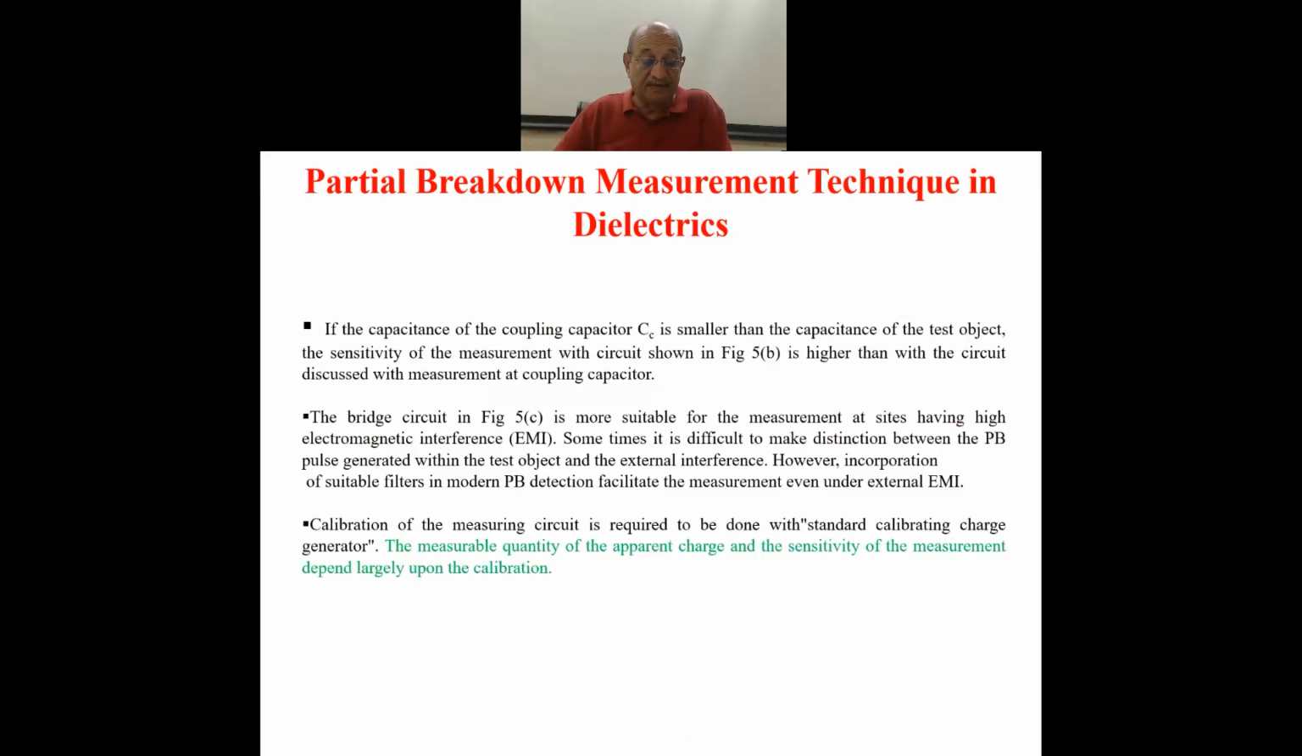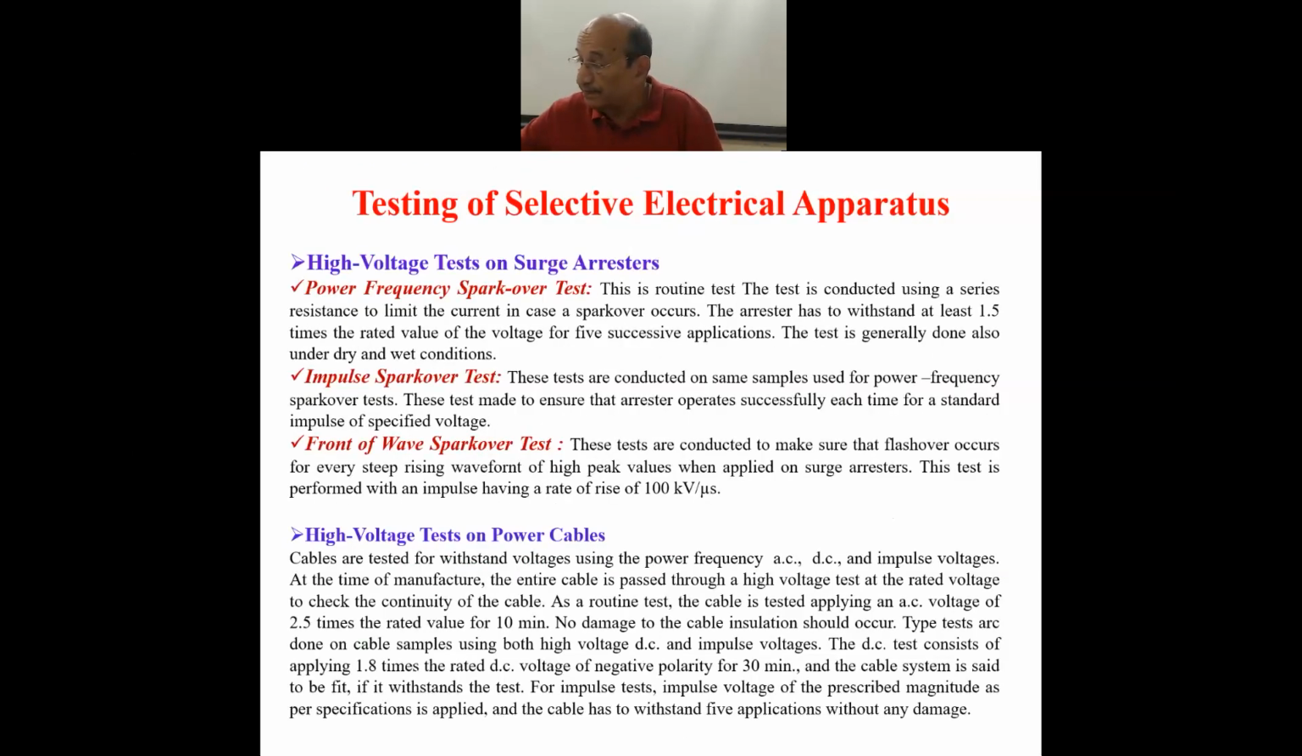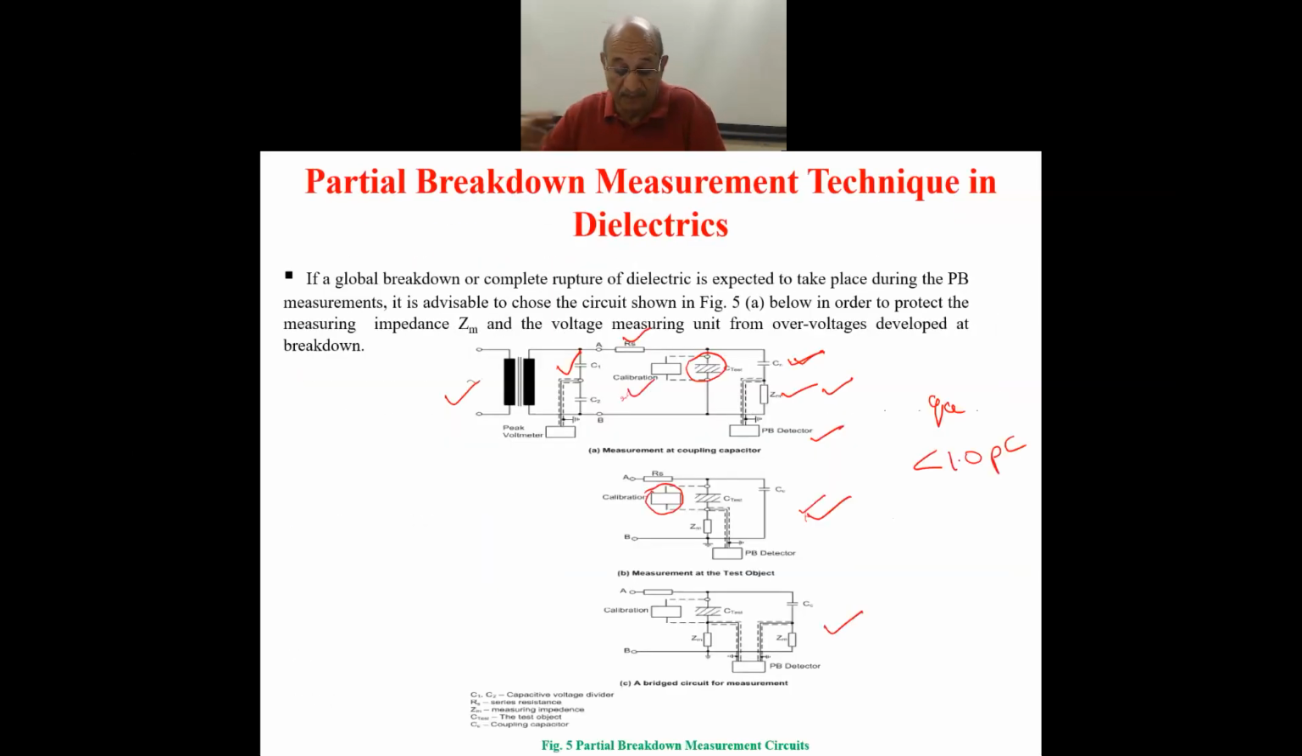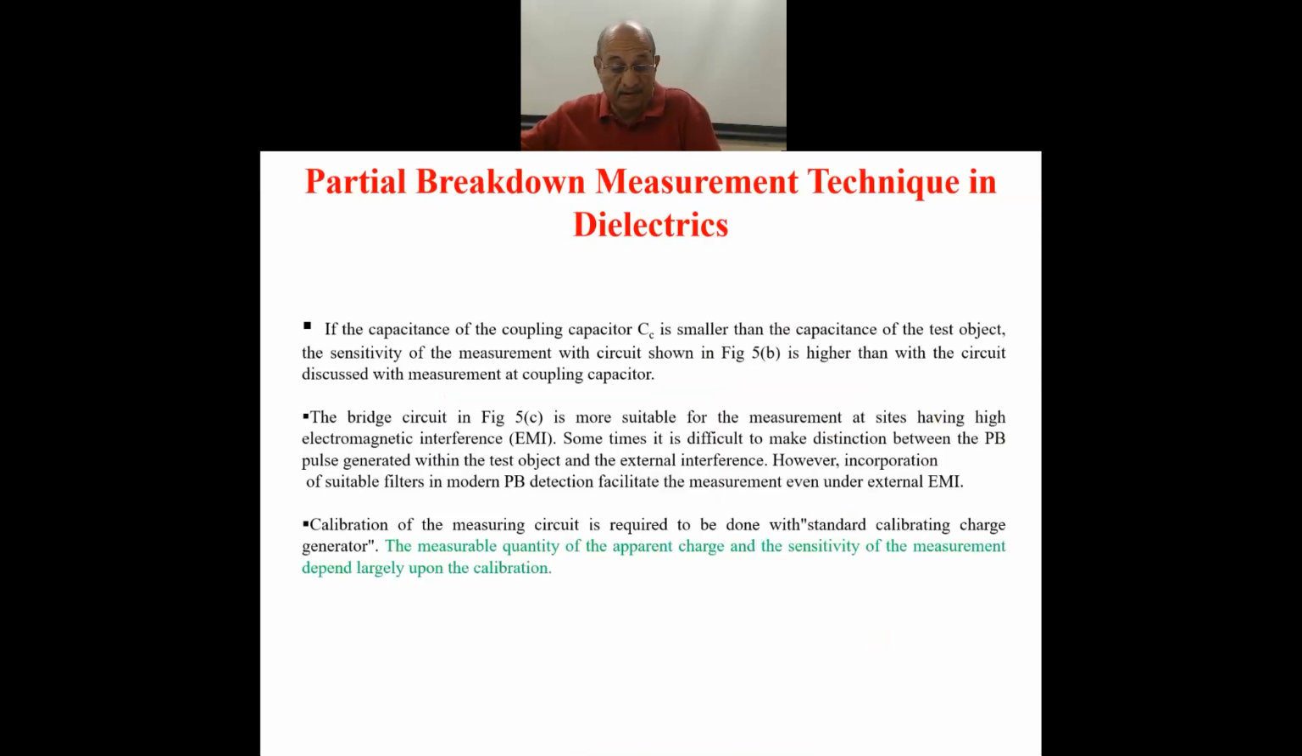And the bridge circuit shown in C, which is when you are measuring the PD from both sides, is more suitable for measurement at sites having high electromagnetic interference. What I'm talking about is EMI, external EMI.